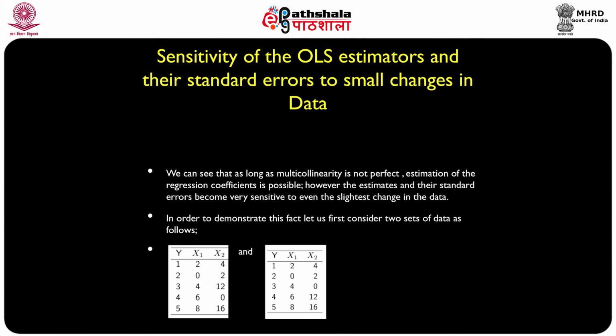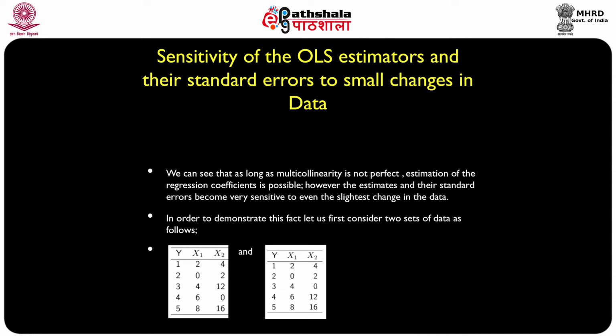Now let us look at the final practical consequence of presence of multicollinearity in a dataset. The sensitivity of ordinary least square estimators and their standard errors to small changes in data can be seen through illustration using the next couple of datasets as examples. We can see that as long as multicollinearity is not perfect, estimation of the regression coefficients is possible. Hence, it does not indicate the presence of multicollinearity unless we look deeper.